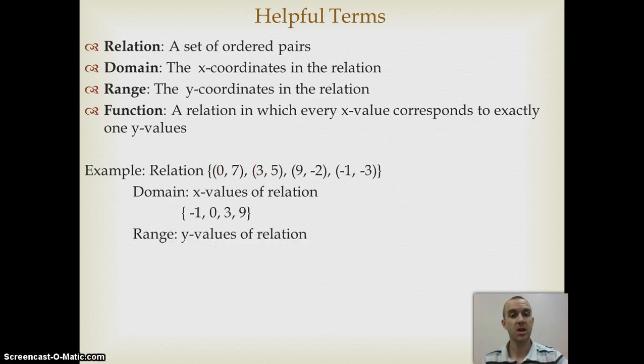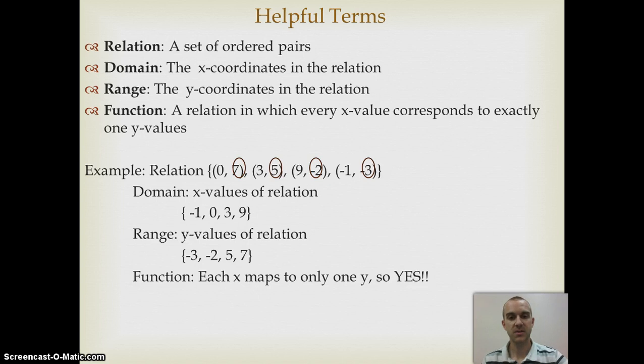When I look at my range, I'm looking just at my y values. So I have these 4 y values, and again, I put them in order numerically and put the brace around them. If something showed up more than once, I would only write it one time. Now if I want to say, is this a function, I'd be looking at the ordered pairs and looking at my x's, -1, 0, 3, and 9. Each of them only has one y value it corresponds to, so this would be a function.